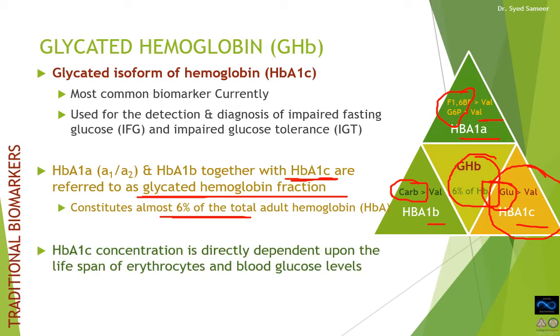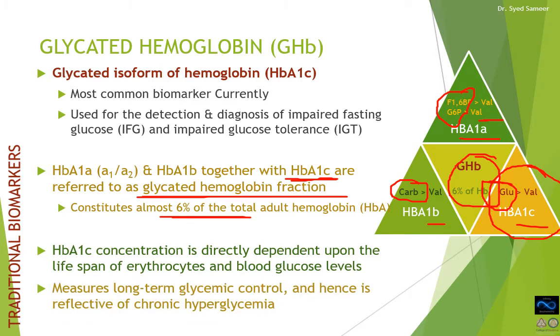So HbA1c concentration is actually directly dependent upon the lifespan of the erythrocytes as well as on the blood glucose levels, and it measures the long-term glycemic control, and hence is the gold standard nowadays for the reflection of the chronic hyperglycemia.